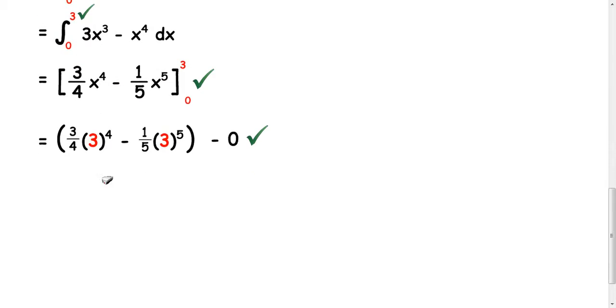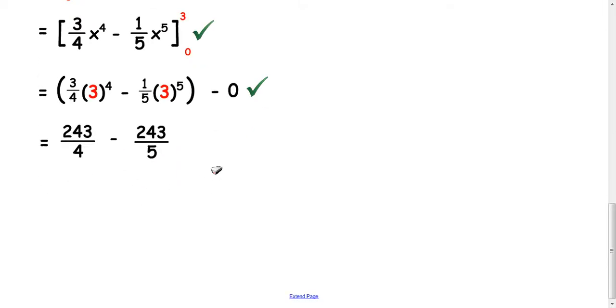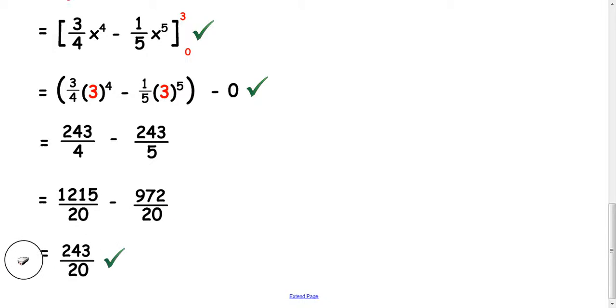For the final mark, we have to evaluate this. So you've got a calculator for this, so this shouldn't be too bad. 3 to the power 4, and then times it by 3, comes to 243 over 4. And 3 to the power 5 over 5, 243 over 5. Change them into 20ths, and it comes to this. Multiply that by 5 to get 20, and the top by 5 to get this number. Multiply it across to get 20, and the top to get 972, and finally 243 over 20.